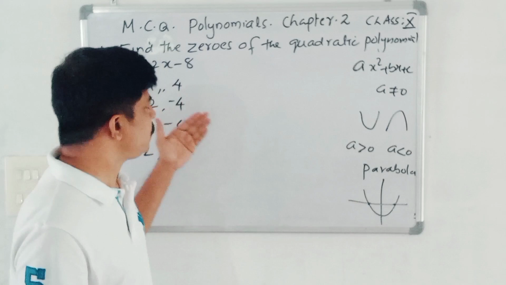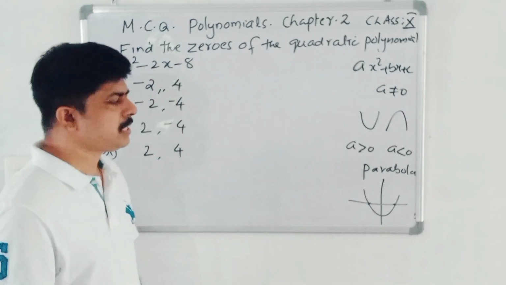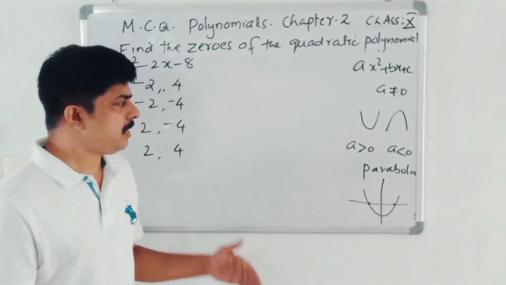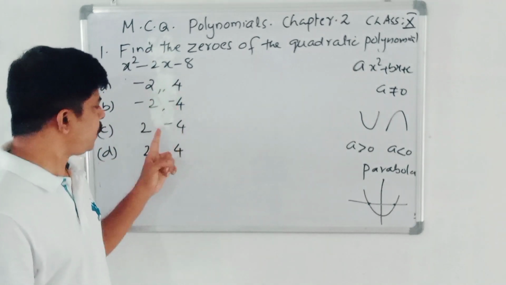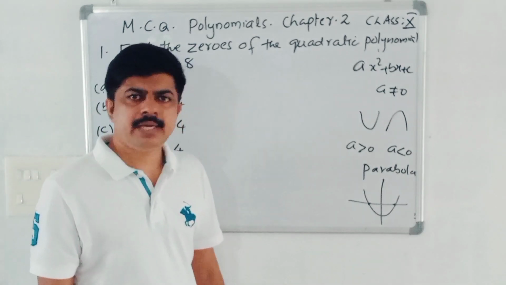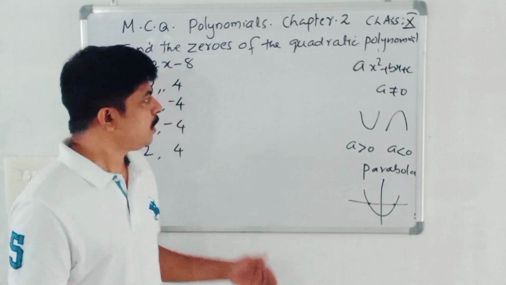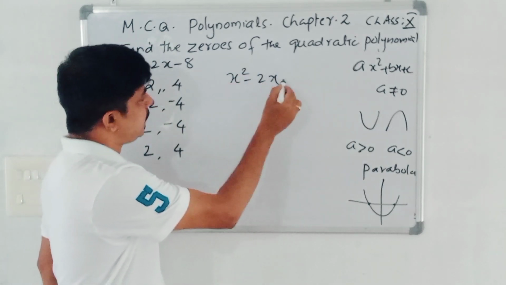Here we have our first question: find the zeros of the quadratic polynomial x square minus 2x minus 8. Here we have options: negative 2, 4; negative 2, negative 4; positive 2, negative 4; 2, 4. By factorization method, we can find the zeros of this polynomial. We have the polynomial x square minus 2x minus 8.